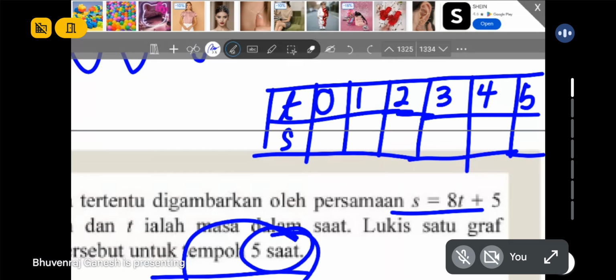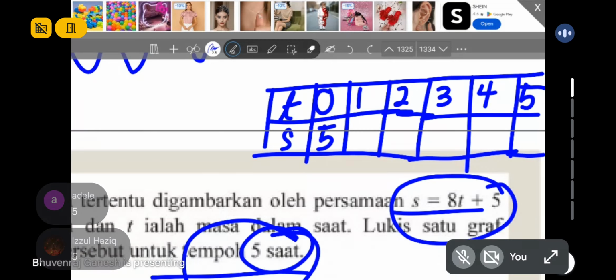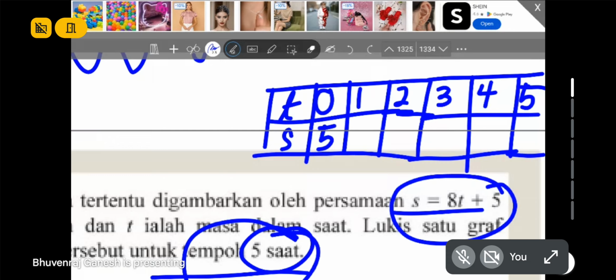Okay. So anyone? When T equal to 0, what is your S value? Can you tell me? T sama dengan kosong. So S dapat berapa? Yes. Okay, when T is 0, S is equal to 5, correct? T equal to 1, S equal to? Yes, very good, bagus. T equal to 2?